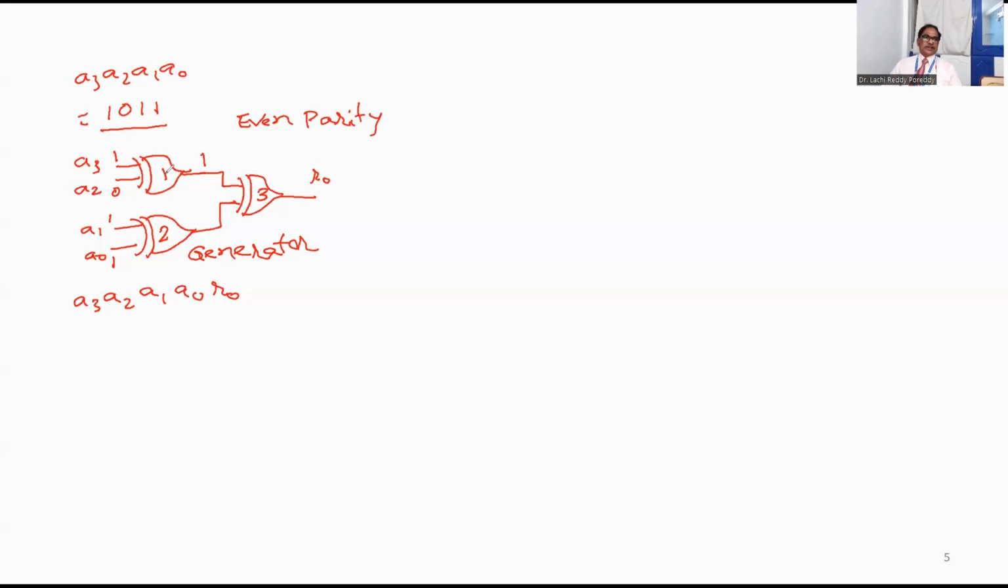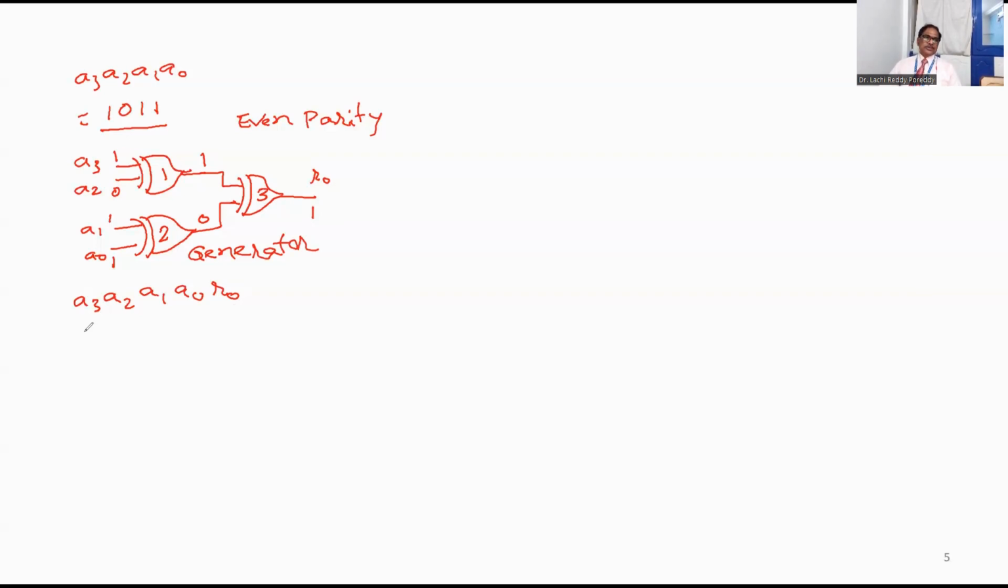That is applicable for a 2 input XOR gate. Now for the first XOR gate, the inputs are opposite. They are different, so output will be 1. Second XOR gate, the inputs are 1, 1. Inputs are same, so output will be 0. Inputs are same means both the inputs may be 0, both may be 1, then output will be 0. Now, third XOR gate, the inputs are 1 and 0. They are different. Output is equal to 1. So R0 generated will be 1.